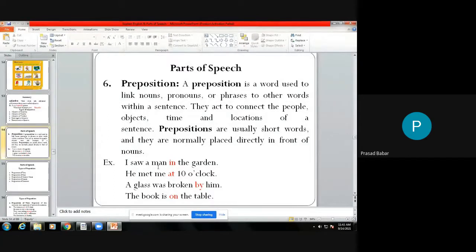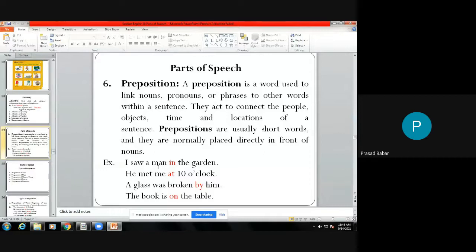The next is the third example. A glass was broken by him. So "by" here is used as a preposition. "A glass was broken from him" or "to him", "on him", "in him": these are the wrong examples. We have to use only "by" to connect the sentence with the noun, that is "him".